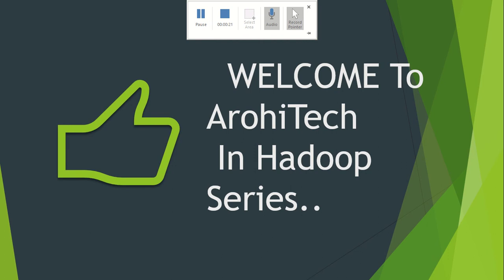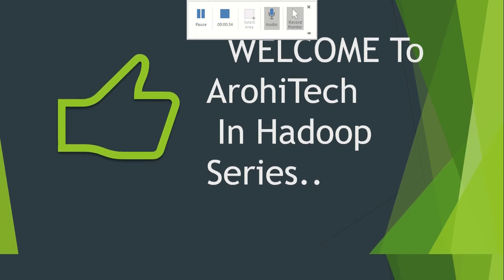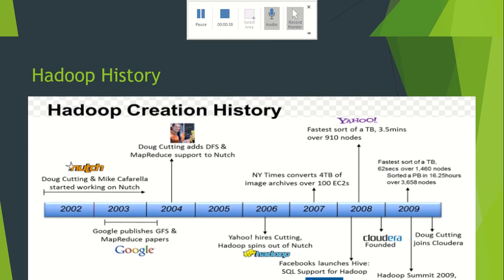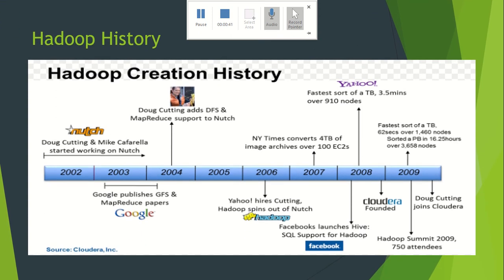Today we'll discuss a little bit of the history of Hadoop. How Hadoop came into the picture and who developed all of it, we'll discuss today. In 2002, Doug Cutting and Mike Cafarella were both working on a Nutch product as a part-time job. This Nutch product was a search engine product. They wanted to develop a search engine in 2002.